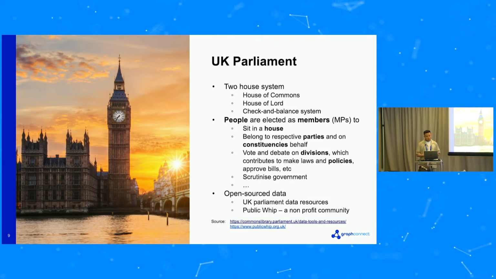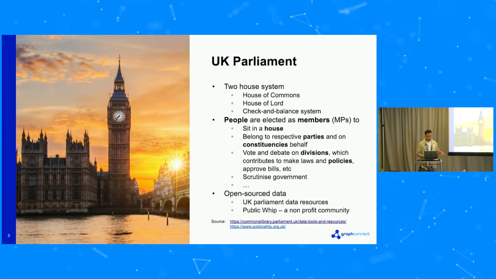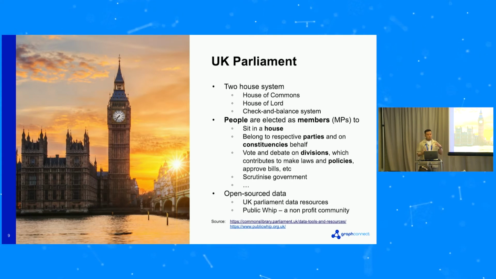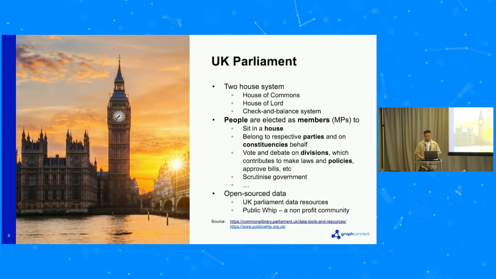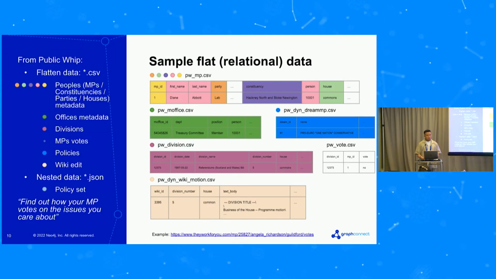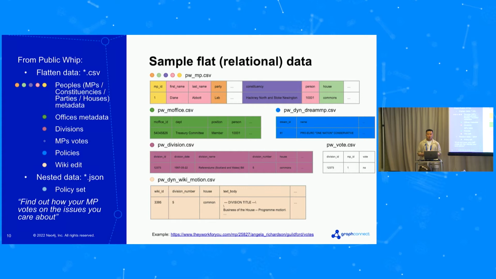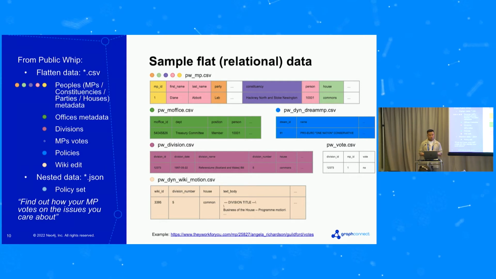And there is a community project called Public Whip. It collects and rearranges data in a more structured way, so that this data is more machine readable and consumable. The data we downloaded is from Public Whip, and the sample data is shown on the right-hand side. It is mostly arranged in a relational database, which we call tables. We converted each table to a CSV file. Also, there is a JSON file as well.